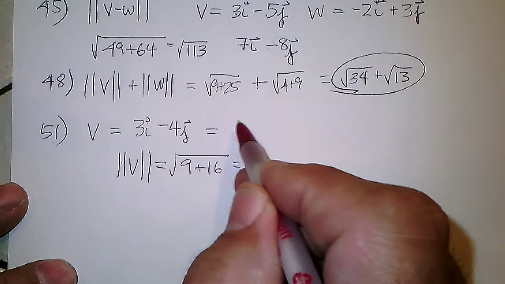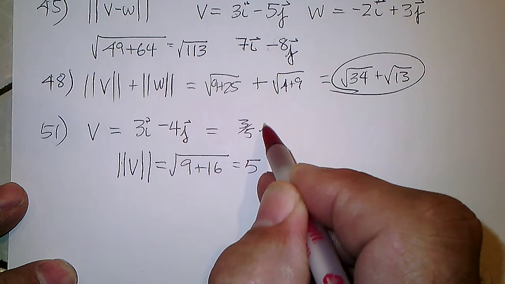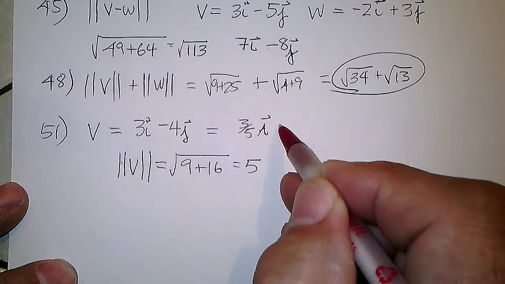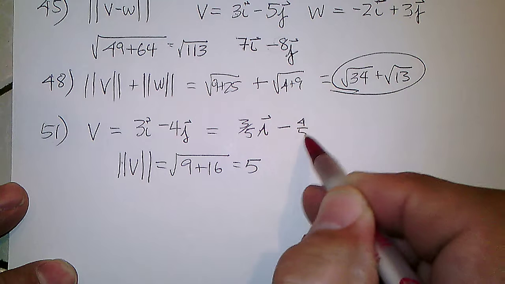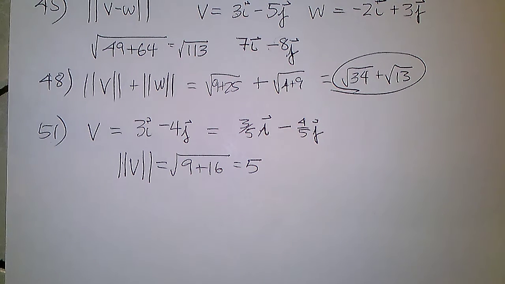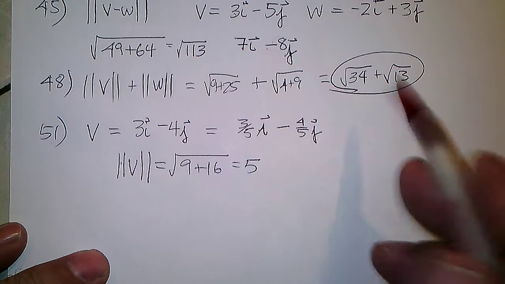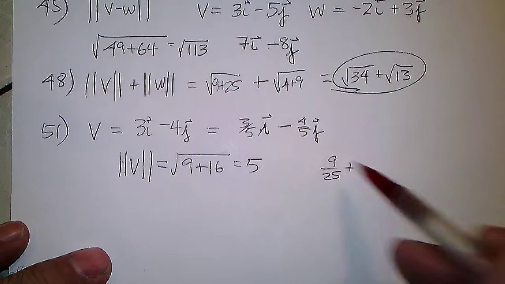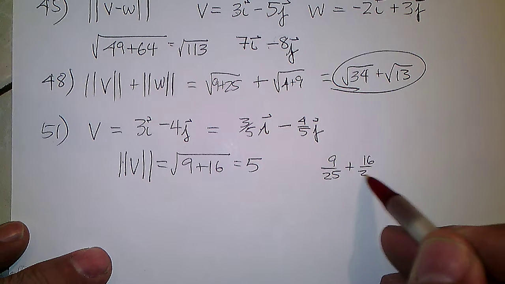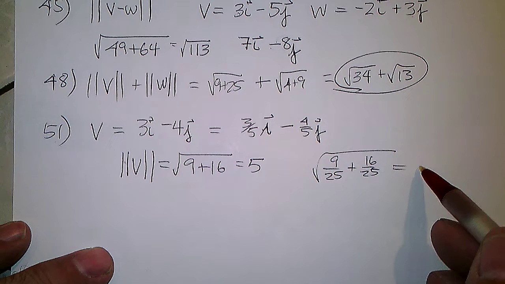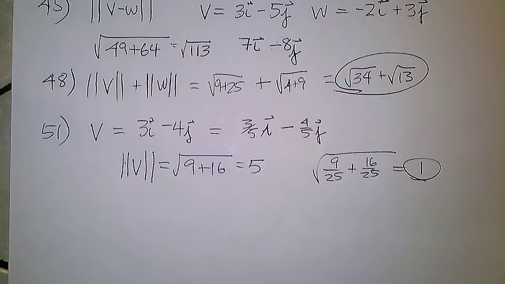So I'm going to get 3/5 in the X direction minus 4/5 in the y direction. Now it's 1 unit long. If you don't believe me, we can show that 3/5 squared is 9/25, plus minus 4/5 squared is 16/25, and that length is the square root of 25/25, square root of 1, which is 1. It's a unit vector. It's 1 unit long.